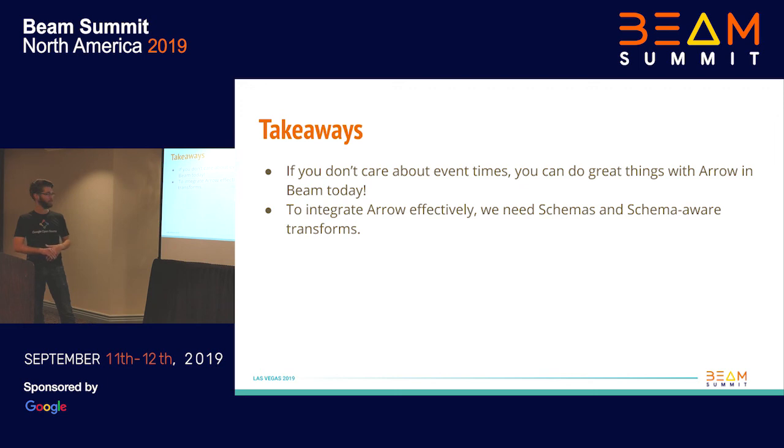So that's pretty exciting. But in the long term, to integrate Arrow effectively, I think we need a better concept of schemas and schema-aware transforms. We need to do some of the things Etienne was talking about: figure out how we can have a schema for windowed values, make schemas portable, and have them in the Python SDK. All these things need to get fleshed out before we can really use Arrow effectively in Beam, I think.